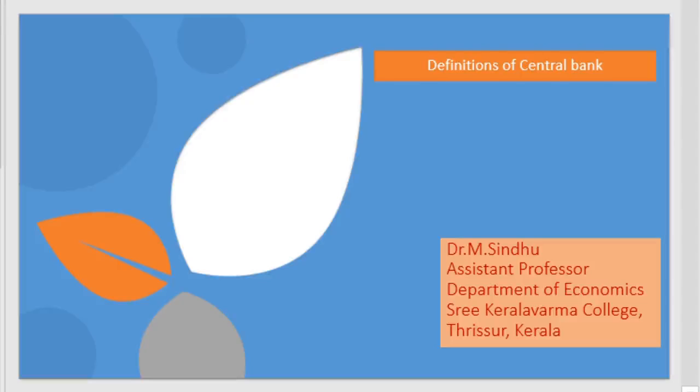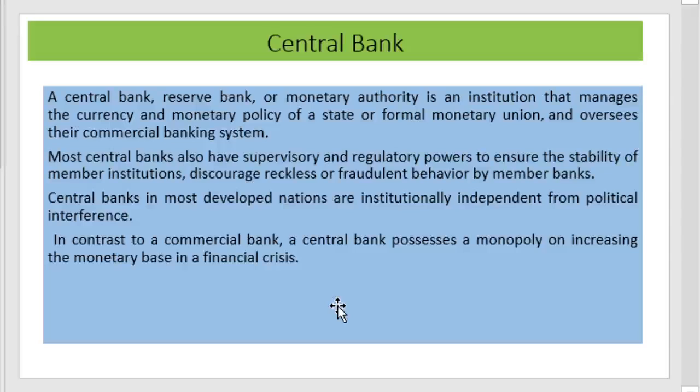In this section, some of the important definitions. It's an institution that manages the currency and monetary policy of a state or formal monetary union and oversees the commercial banking system. That is a central bank. Sometimes it is known as a reserve bank or a monetary authority. Sometimes it may be a union of countries or monetary union, and it oversees their commercial banking system.